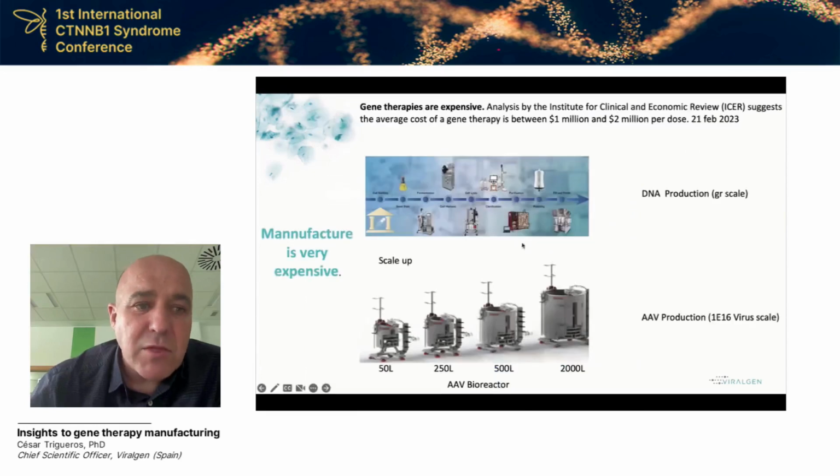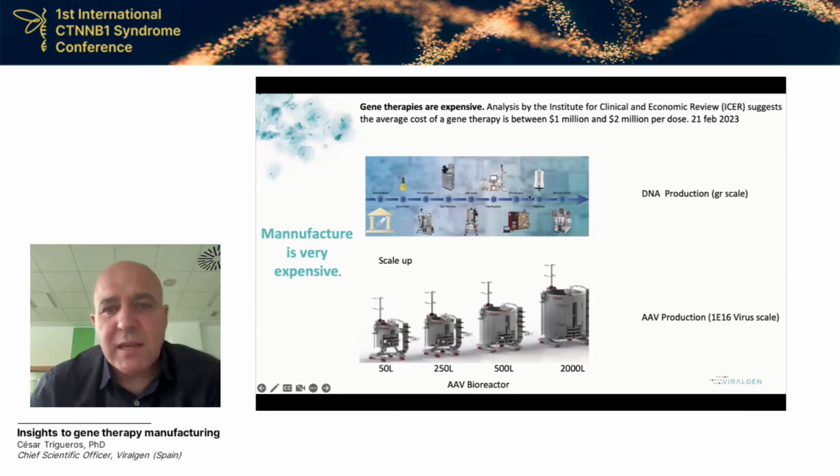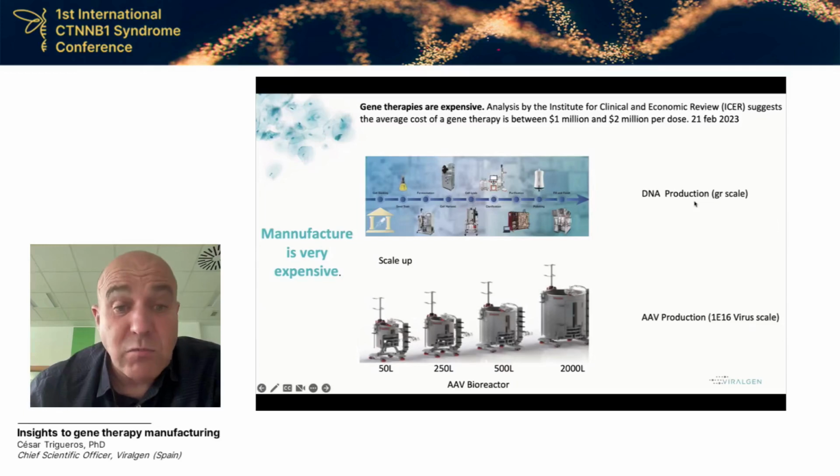The second thing is that the manufacture is really expensive. We are working with a raw material, which is the DNA, that we are introducing inside of the cell, and this is really expensive. I can tell you that a gram of DNA right now is more expensive than gold. Just to give you an idea.